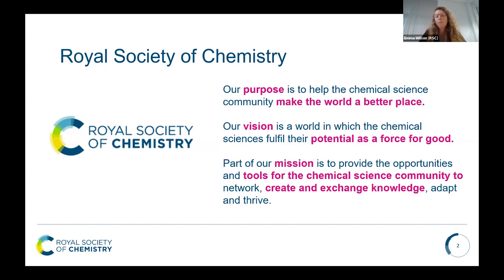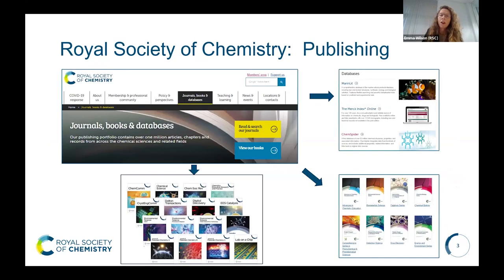And part of our mission is to provide the tools for our community to create and exchange knowledge. This, of course, speaks to open science and also our publication portfolio as well. So we publish chemistry databases, we publish books, and we publish a portfolio of 56 journals that span the whole of the chemical sciences. And we're publishing at scale, around 36,000 articles a year.